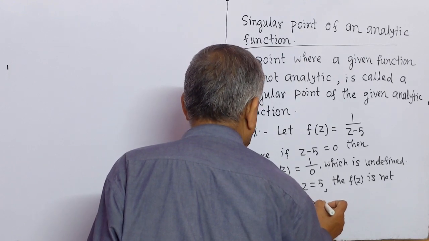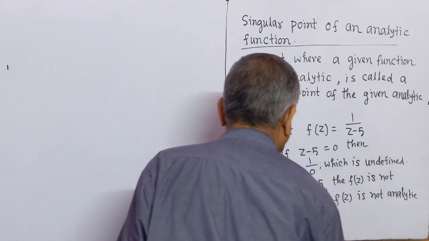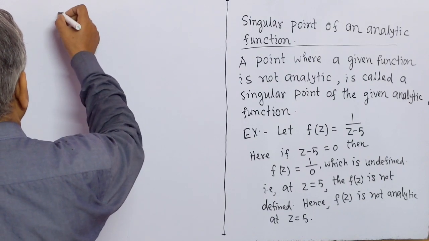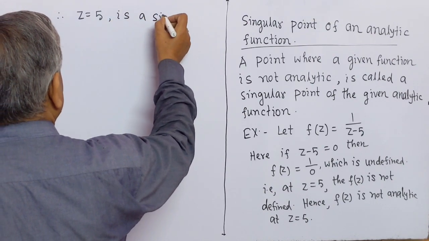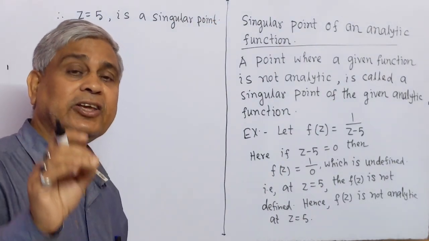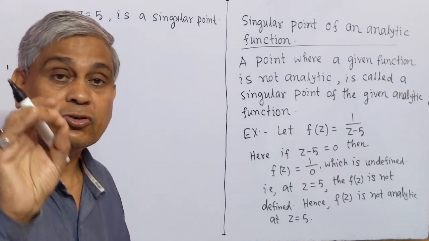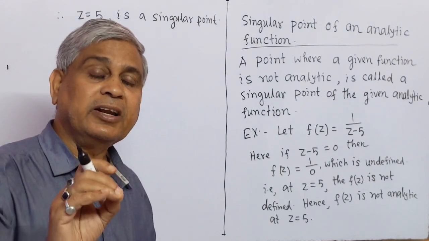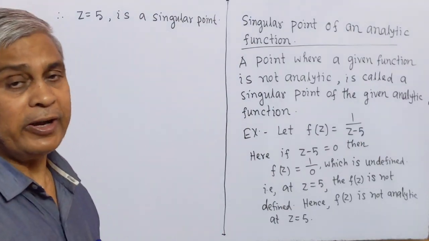Hence, f(z) is not analytic at z equal to 5. Therefore, z equal to 5 is a singular point because at this point the function is not analytic. Our definition is: a point where a given function is not analytic is called a singular point. Here, at z equal to 5, the function is not analytic. That is, z equal to 5 is a singular point.